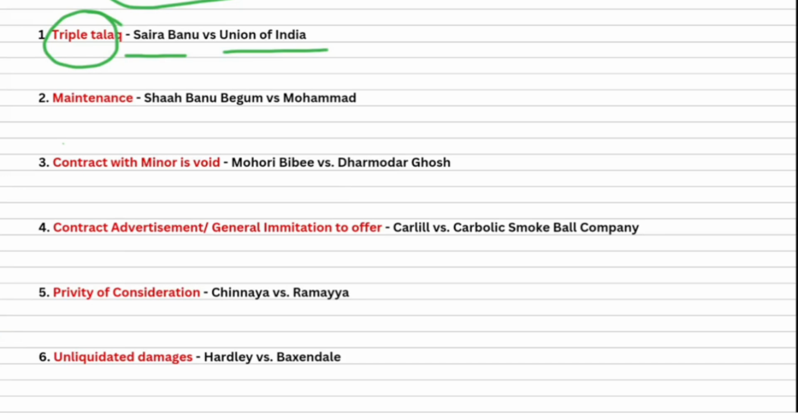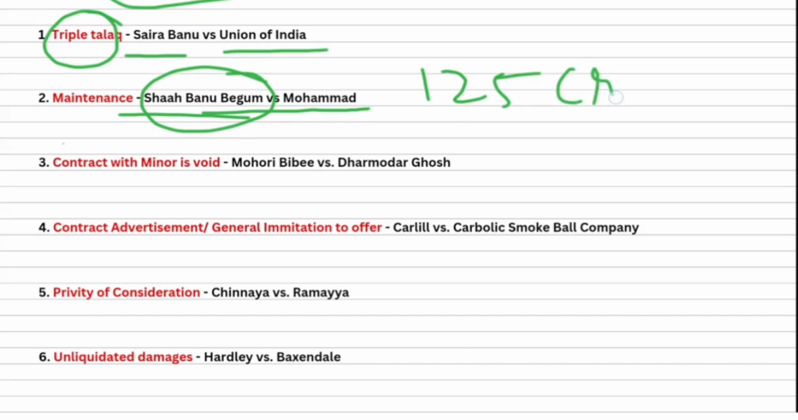The next case we have is Shah Banu Begum versus Muhammad. This case was filed by Shah Banu Begum, who had filed for maintenance under Section 125 of the CrPC. It was ultimately held by the Supreme Court that a divorced Muslim woman is also entitled to get financial support from her husband under Section 125 of CrPC.